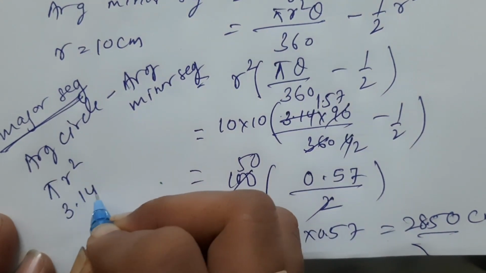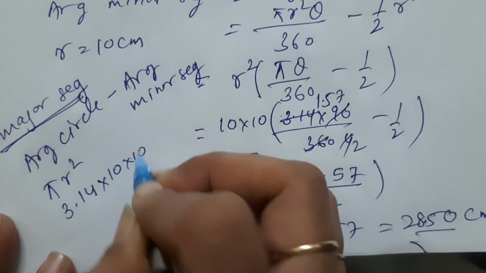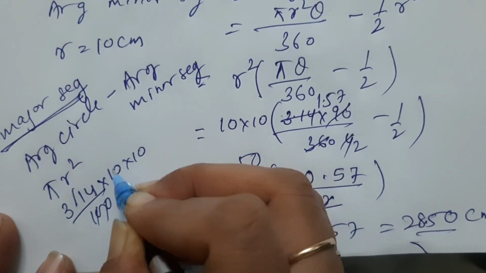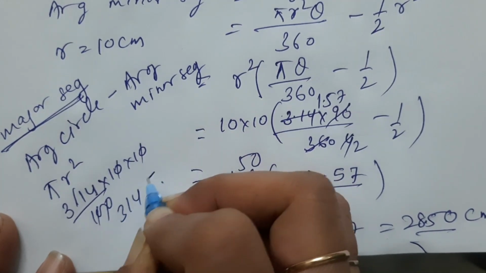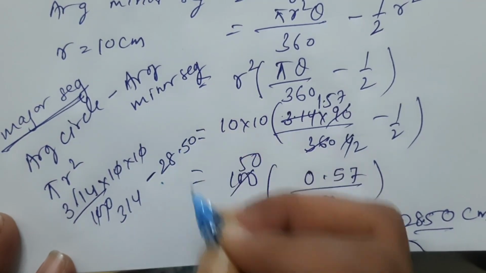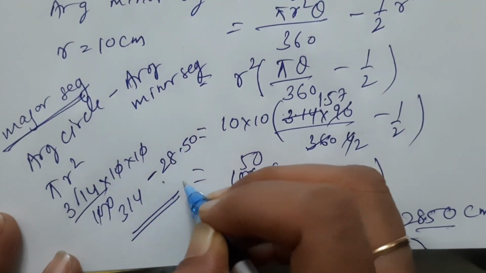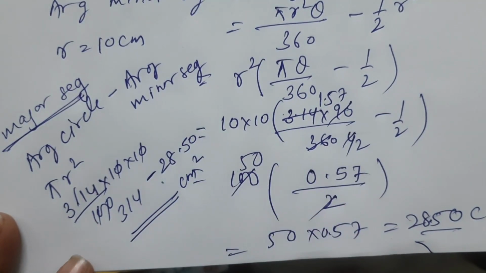Pi is 3.14 multiplied by radius is given 10. So thus it is 314 minus 28.50. Subtract and find the value. So this is your final answer for area of major segment.